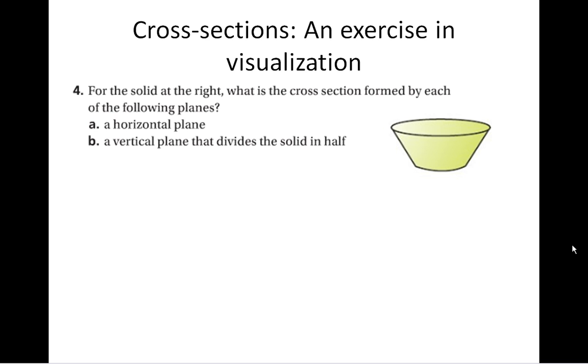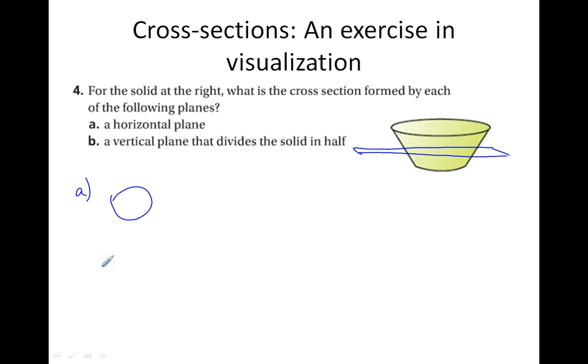So if we look at this example, for part A, we want to look at a horizontal plane. So the horizontal plane is going through this way. What is the cross-section formed by that? Well, if I cut through, then if I imagine myself looking straight down on it, what I actually have is a circle.